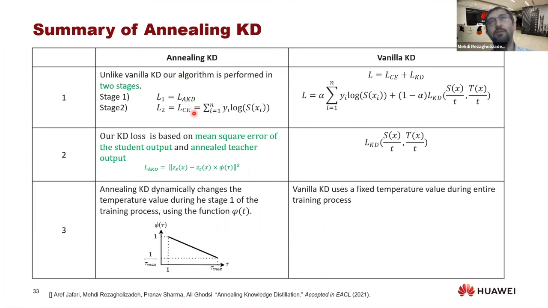That's number one. Number two is about the loss function that we have. So we don't have KL loss, we have a mean square error loss instead. And we don't apply temperature to both student and teacher. We have just the annealing factor or function applied to the teacher. So the student would just try to follow this annealed version. And the third part is the temperature, which is fixed in Vanilla KD. And here we have a dynamic temperature assignment.